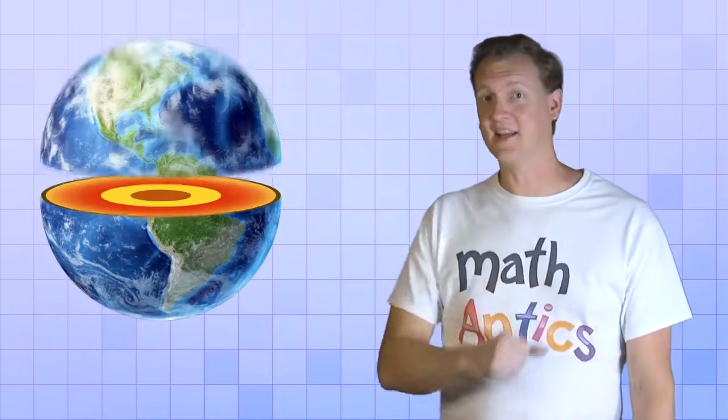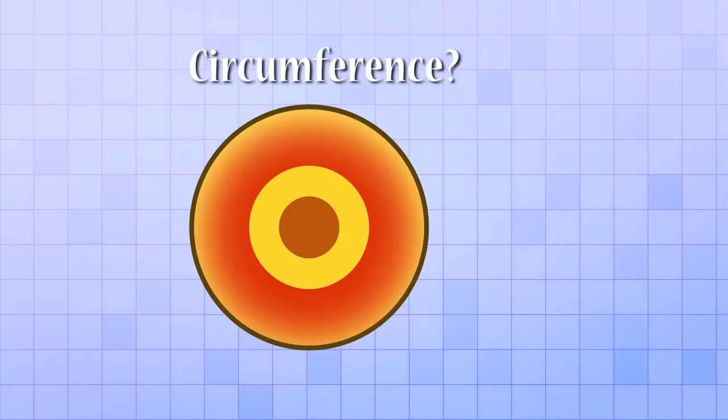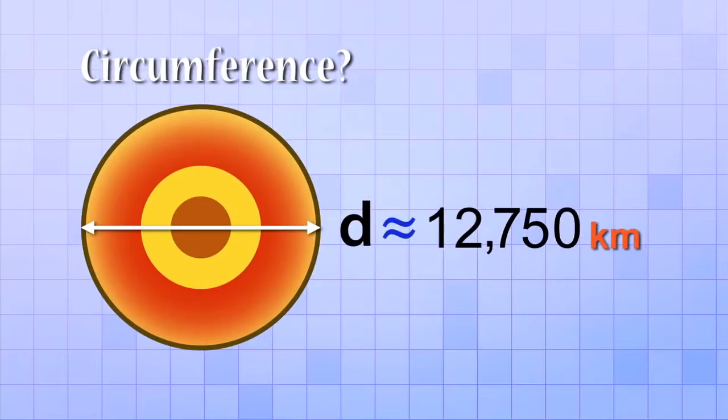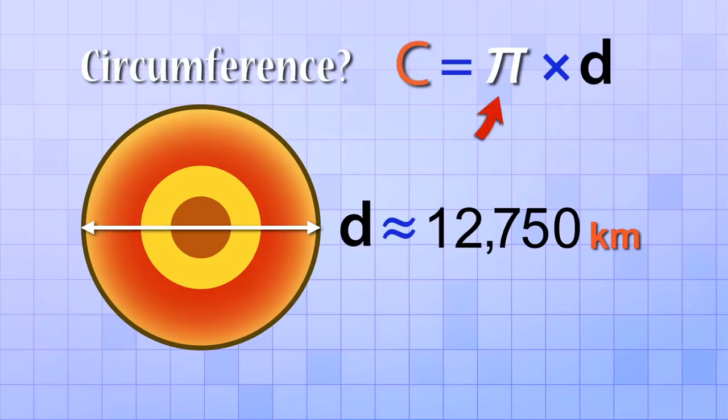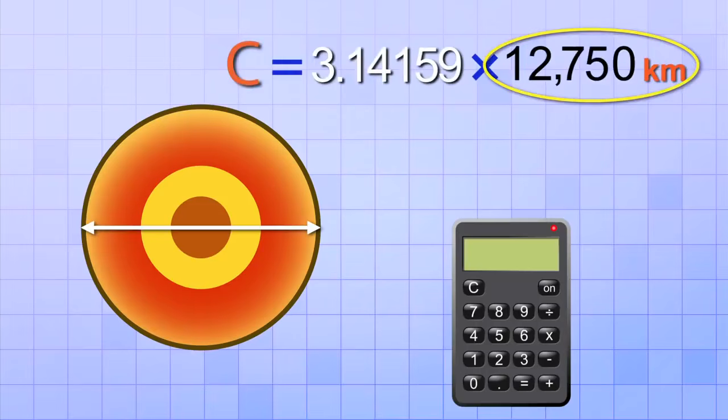All right, let's try a couple real-world examples to make sure you've got it. Here's the real world, which, as you probably know, is a sphere. But if we take a slice of the world right at the equator, that slice is a circle. Let's find the circumference of that circle. To do that, we need to know the diameter of the Earth. That turns out to be about 12,750 kilometers. Great. Then to find the circumference, we just need to multiply that diameter times pi. Now I'm definitely going to use a calculator for this. And I'm going to use a more accurate version of pi since this is such a big distance.